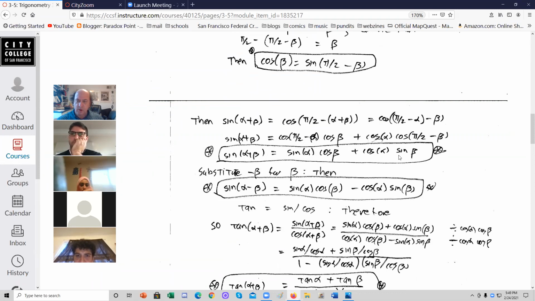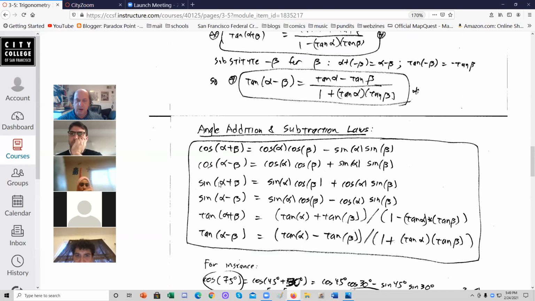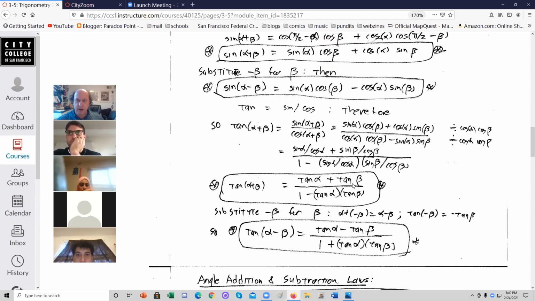This would still be a cos beta. This would be a minus sine beta. Sine of alpha minus beta equals sine cosine minus cosine sine. So here we go. Sine of alpha plus beta is sine alpha cos beta plus cos alpha sine beta. Sine of alpha minus beta is sine alpha cos beta minus cos alpha sine beta. Then as you can see, there are some trig identities.